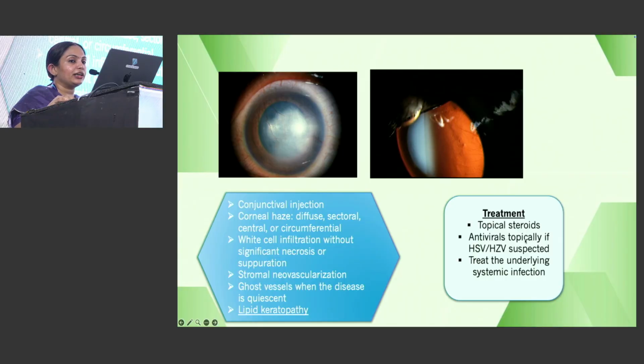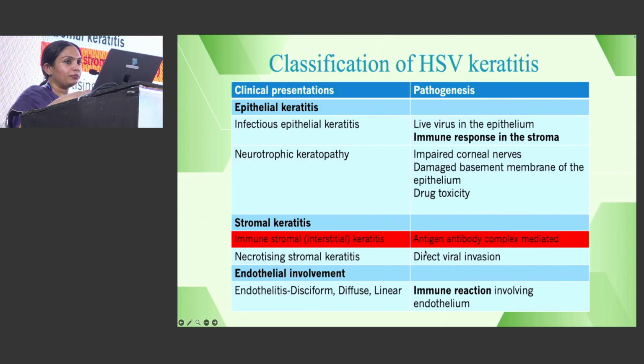If active, the treatment is topical steroids. If viral etiology is suspected, if sensations are reduced, or if the patient gives a history of a past similar episode, start antivirals. Treat the underlying systemic infection depending on the test results.